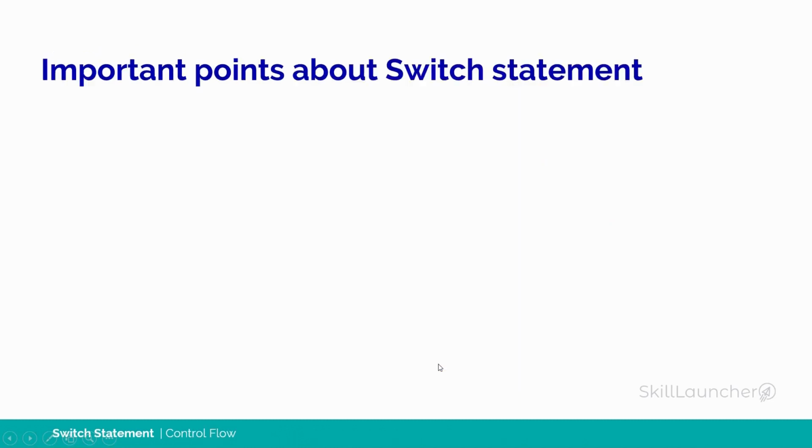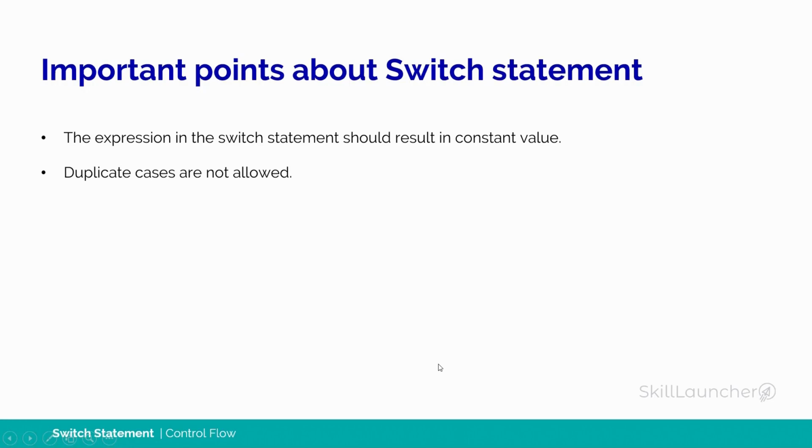Let us discuss some important points about the switch statement. The expression provided in the switch should result in a constant value, otherwise it would not be valid. Duplicate cases are not allowed. If we label one case as A, the second case as B, and the third case again as A, then it will throw an error, because while comparing, it will not understand whether to match with case A provided first or case A provided third.